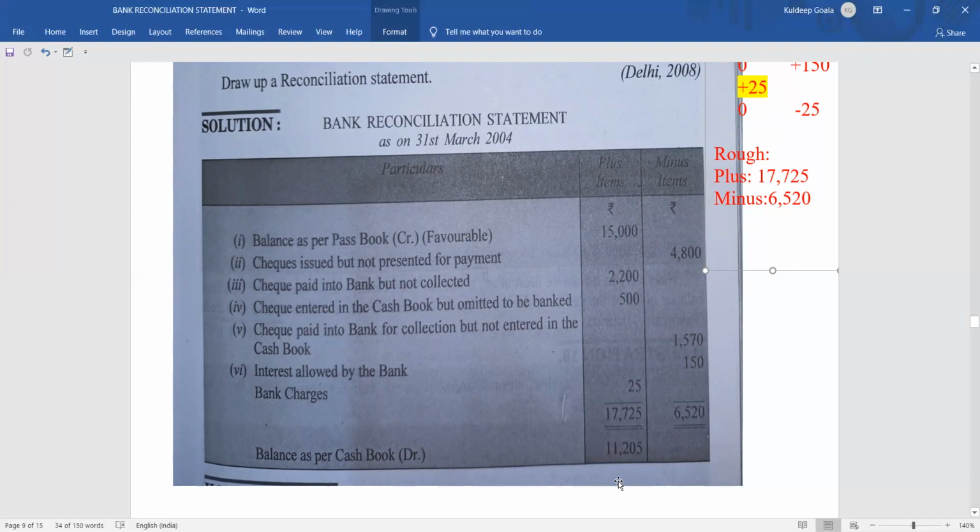Clear? I hope all of you have understood. This last balance is what? This is the extra positive balance. So that is nothing but the bank balance as per the cash book. Okay, that will be obviously debit, because debit balance shows the favorable balance. I hope all of you have understood this sum and this is clear.